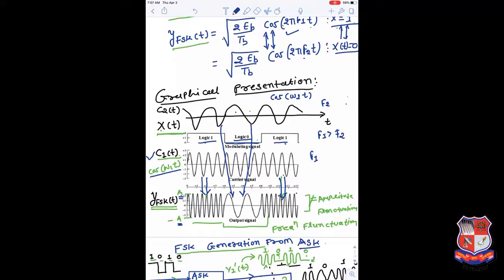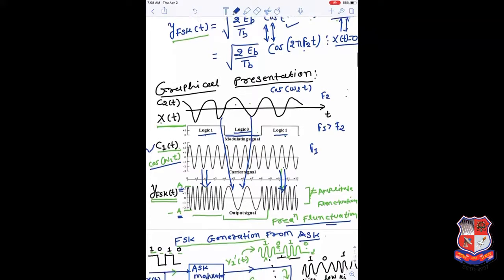So amplitude remains constant, but the frequency fluctuates here, and this fluctuation depends on the bit stream. If your bit is a 1, the carrier signal C1 of t is transmitted, and if the bit is 0, the carrier signal C2 of t would be transmitted. So that has been shown over here. So there would be a fluctuation in frequency, and the receiver has to identify this frequency, and as per this the receiver can decode the signal back to 1 and 0 from the incoming signal.